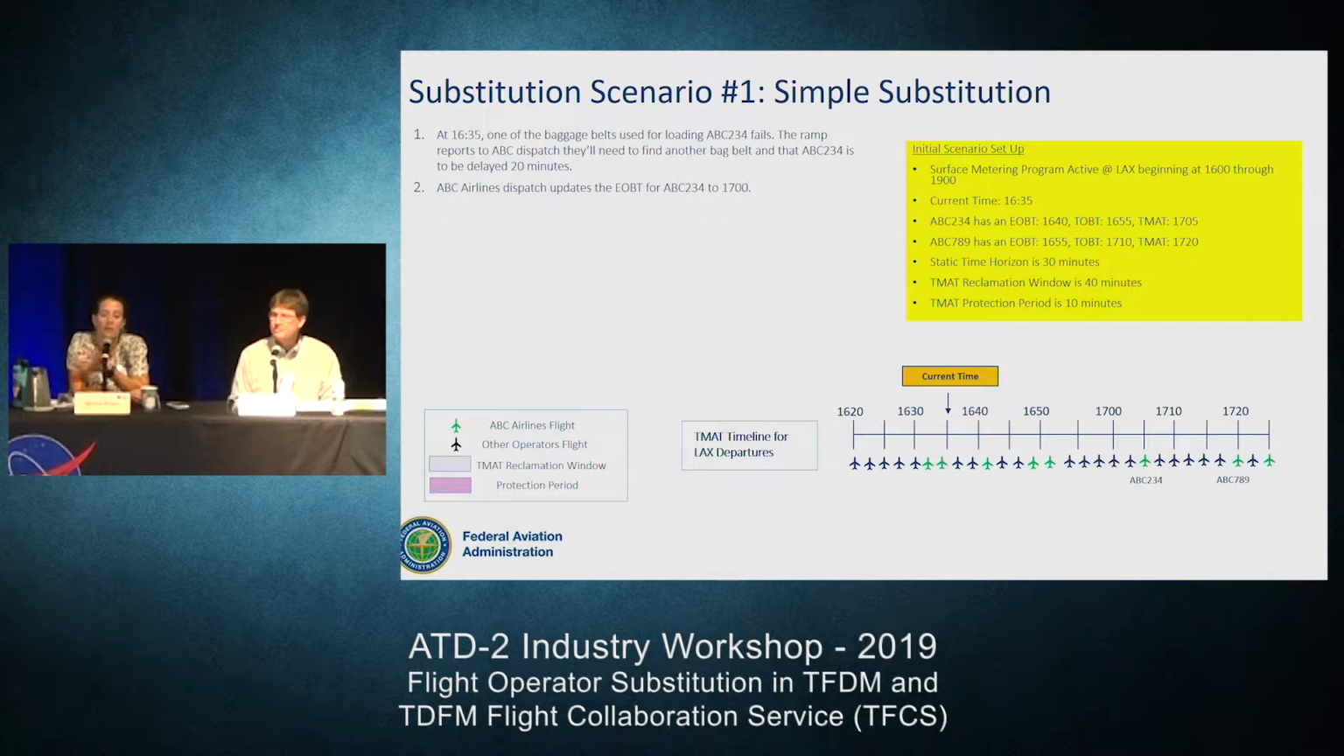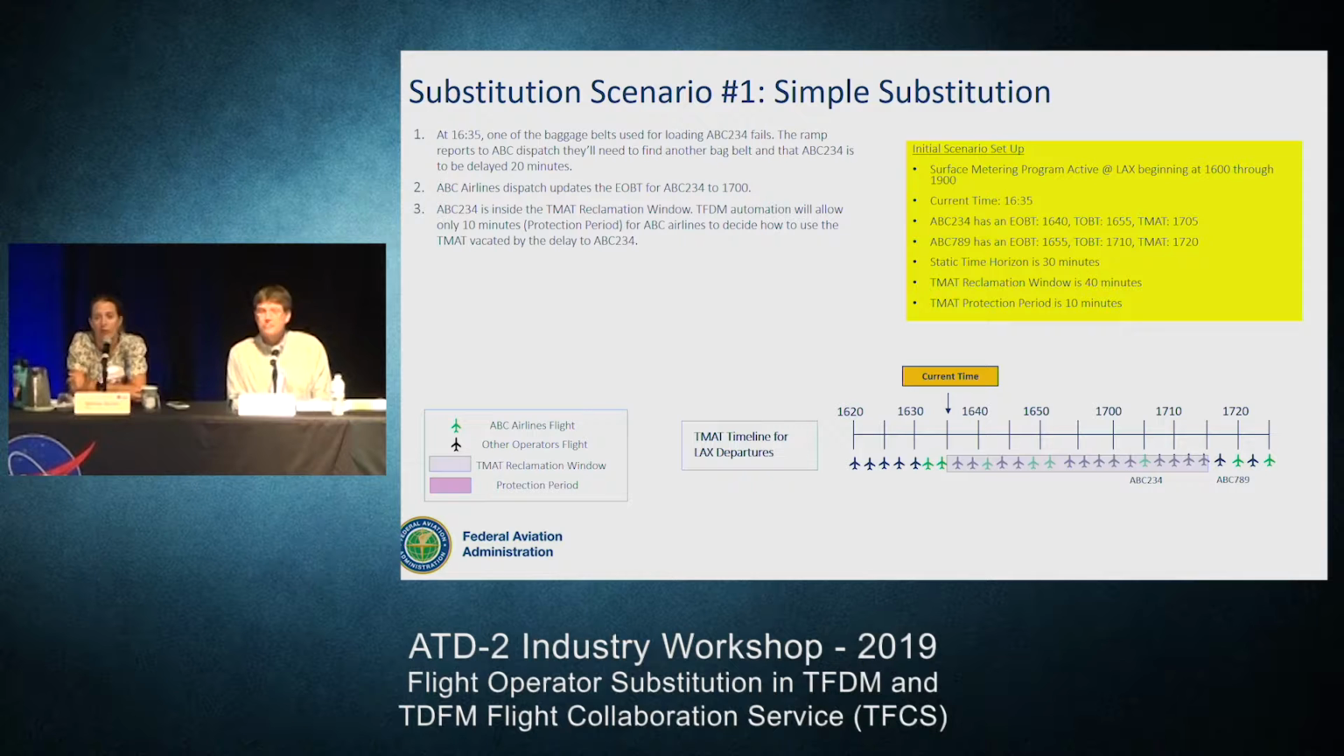And if you look in that yellow box, the original EOBT of 1640, the 20-minute delay then pushes it to 1700. So that EOBT is entered in for that flight. As a result of this timing, that flight is actually inside this reclamation window. So the TFDM is only going to allow that protection period for you, the user, to take action. That protection period is then 10 minutes.